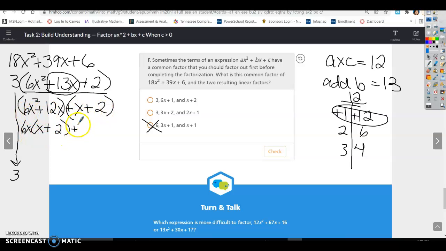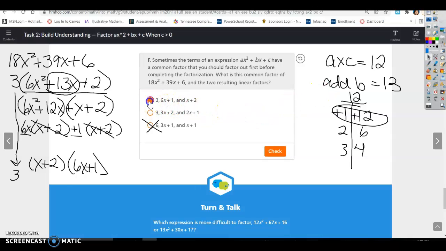Here I can factor out a 1. Nothing else will come out of here. I'm left with x plus 2. And now I have a greatest common factor. So x plus 2 is my greatest common factor, and I'm left with 6x plus 1. The reason I need that plus 1 is because this is supposed to be a binomial. If you don't have that, you don't have that placeholder. So now we have 3 times x plus 2 times 6x plus 1. Now we have to look at this and see which one of those would be the correct term. So it's going to be the first one.